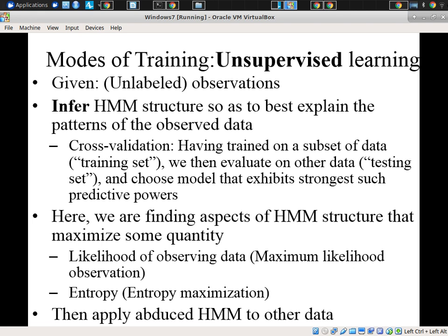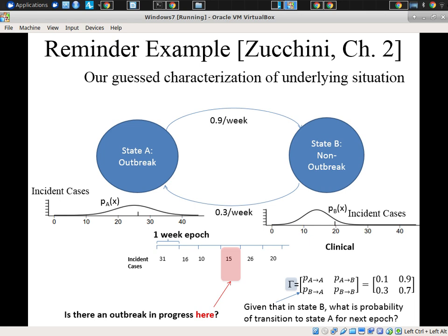So we can actually, for example, use an unsupervised algorithm here, and see the degree to which they are consistent. So here we're training the algorithm to maximize a quantity. The most frequent one is to maximize what's called maximum likelihood observation. So we're trying to find the HMM that makes this observed data the most likely to occur. And that involves training the values in the transition matrix and the values in the emission matrix, or the probabilities associated with the conditional probabilities of observing data being in a state.